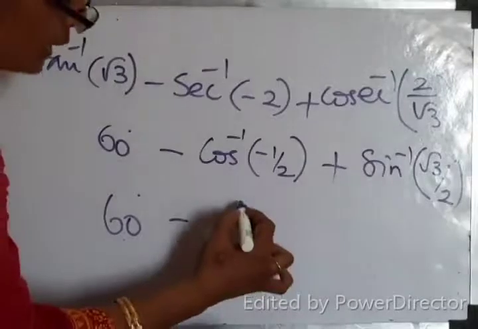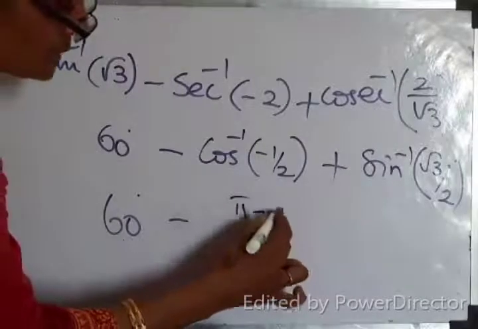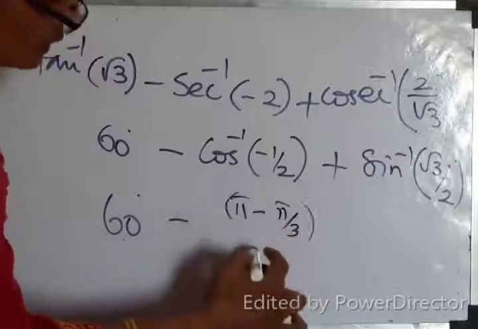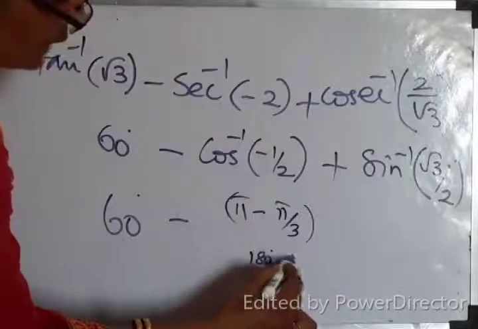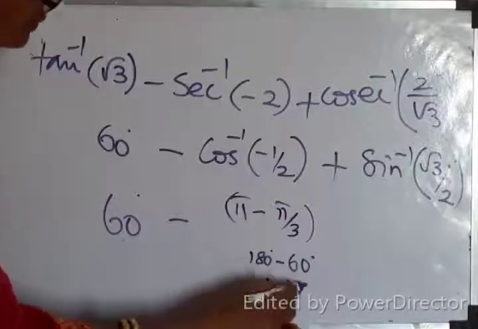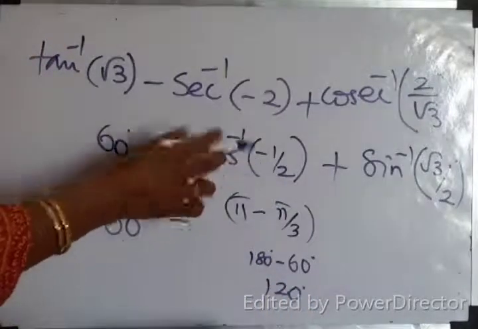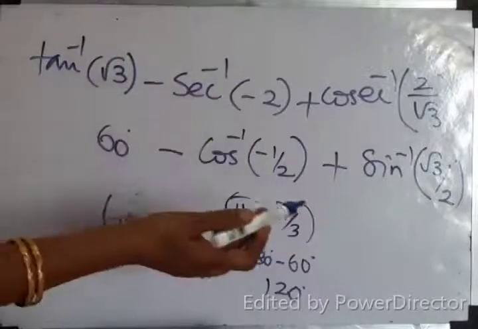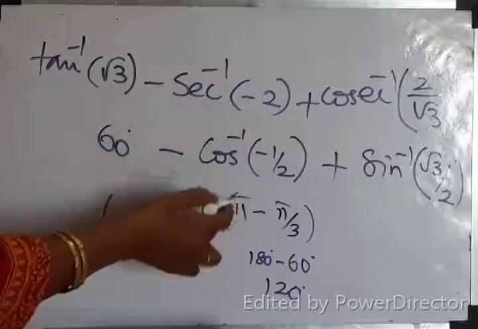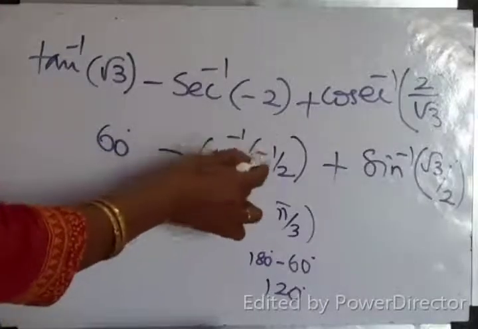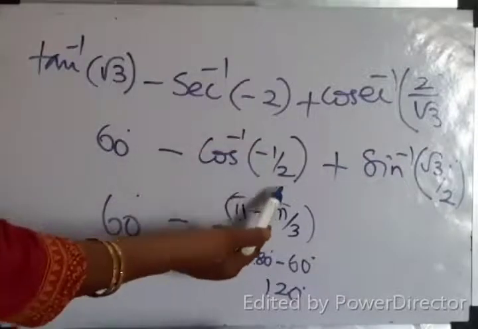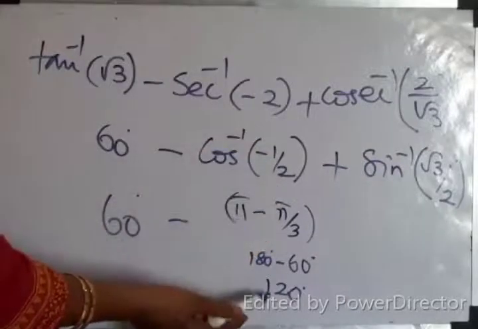Okay, so you can write pi minus pi by 3, that is 180 minus 60. What is this? 120 degree. You won't get negative at all, isn't it? 0 to pi. The principal value is from 0 to pi for cos inverse. So whenever the value is given in negative, find the principal angle with the positive value. Then subtract from 180, you will get the value.